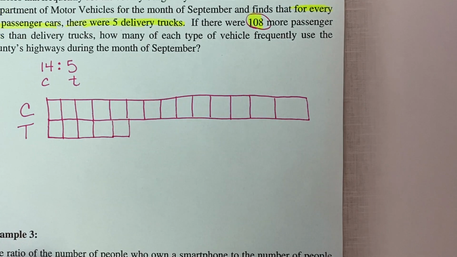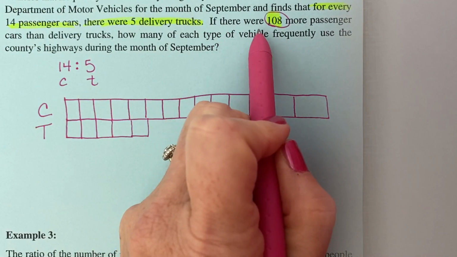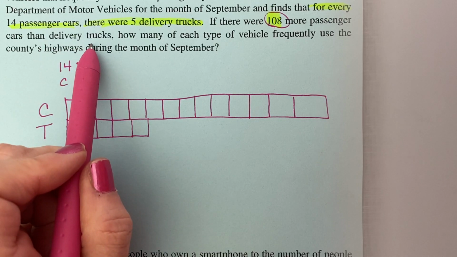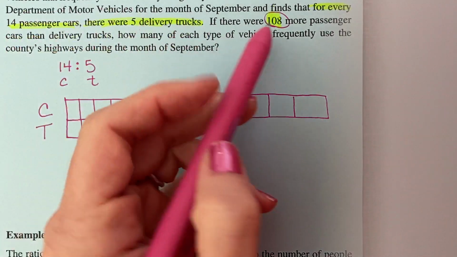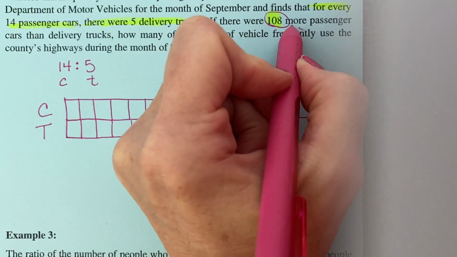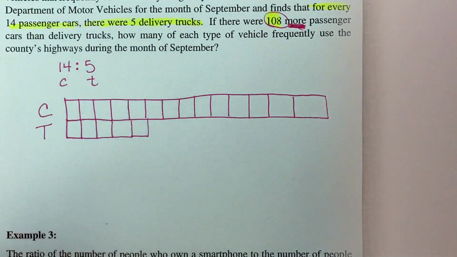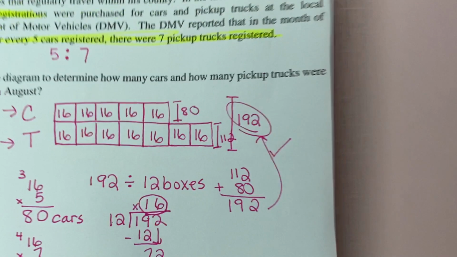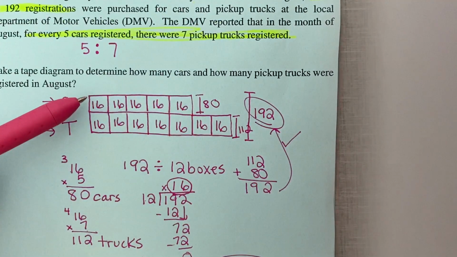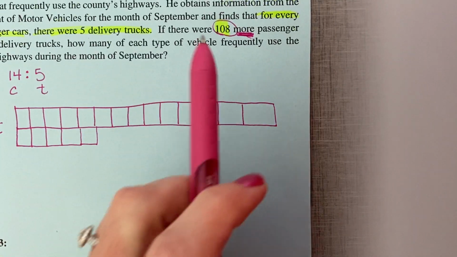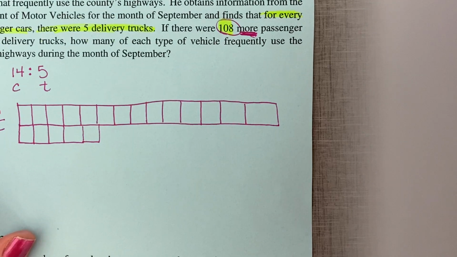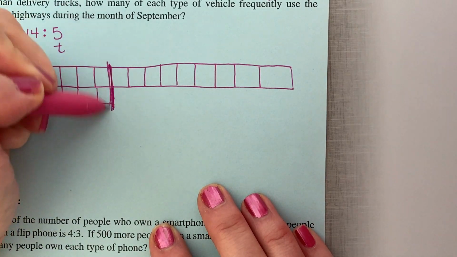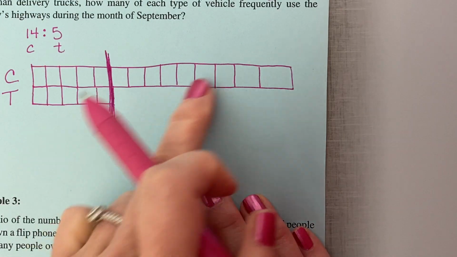Let's read this really, really carefully. It says, if there were 108 more cars, passenger cars, than trucks, then how many of each type were there? Let's read that again. If there were 108 more cars than trucks. So I don't want to put the 108 over the entire diagram. Like when I did that over here, that was because there were a total of 192 registrations altogether. This is just saying 108 more cars than trucks. So guess what that means? See where the trucks actually leave off right here? See, that's kind of like the mark where the trucks stop and the cars keep going.